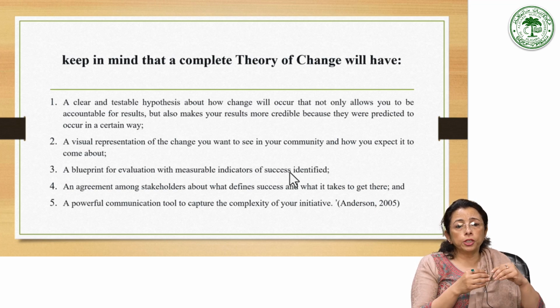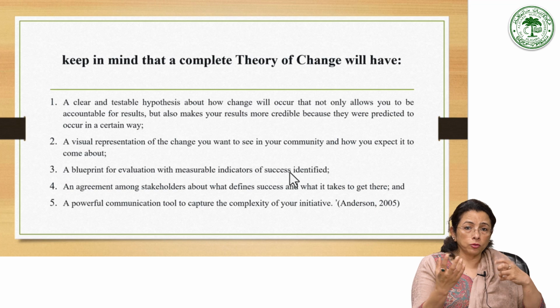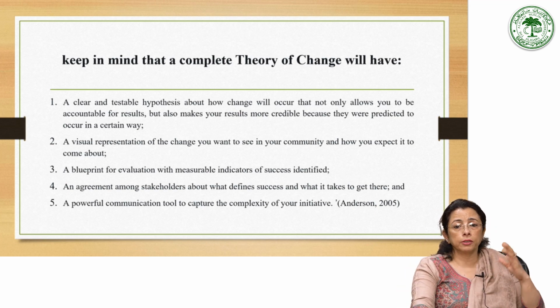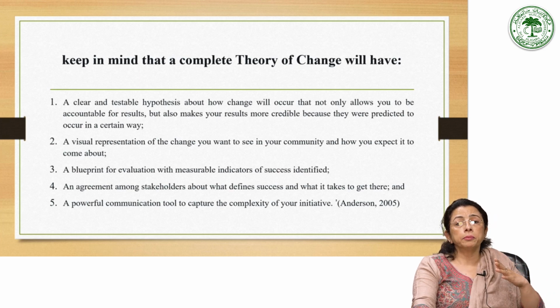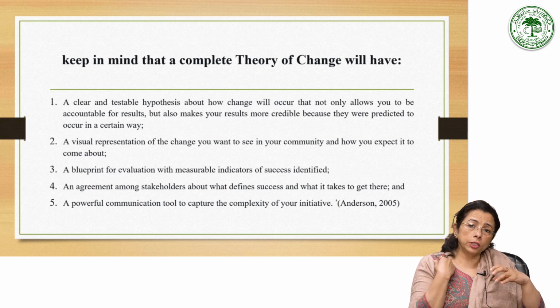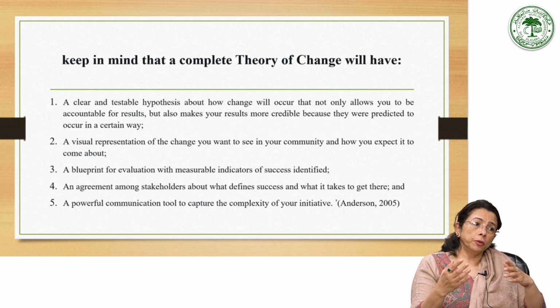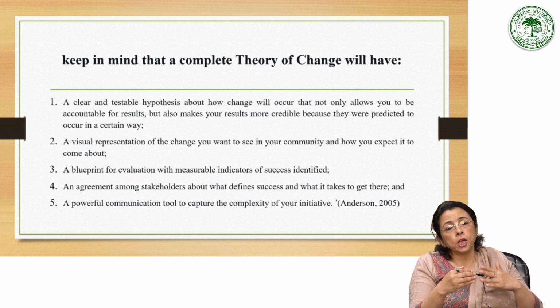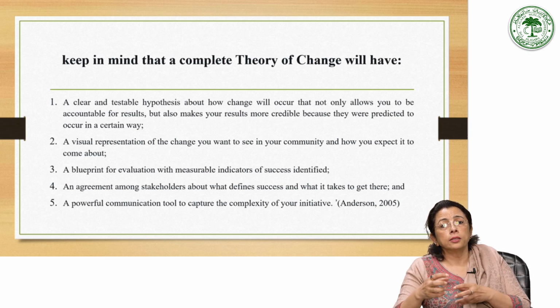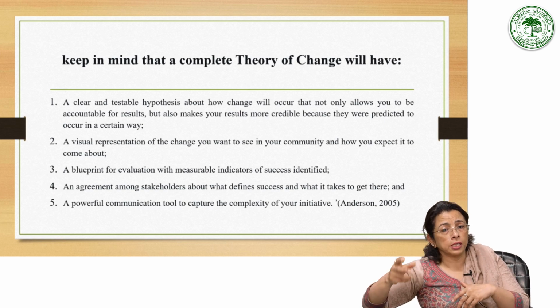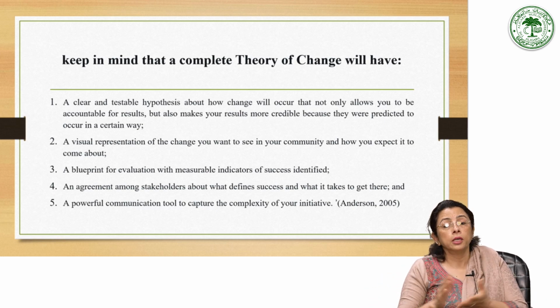Second is a visual representation of the change you want to see in your community and how you expect it to come about. So you have to be a real visionary person with a clear vision that yes, I want to have this change. Third, a blueprint for evaluation with measurable indicators for success identified. That is, you should have a proper evaluation process. From time to time, after achieving certain steps, you should be able to measure and evaluate it: okay, if this is done, this is more required, my efforts are lacking in this, we need more expertise in this. But it must be evaluated from time to time.